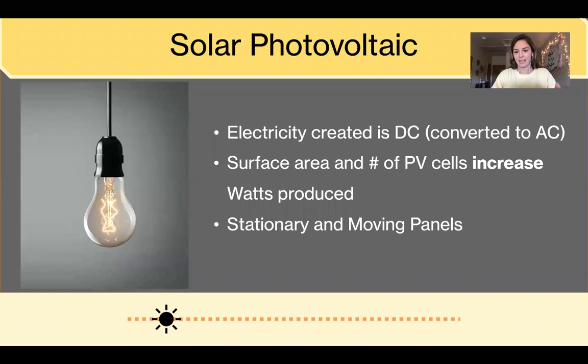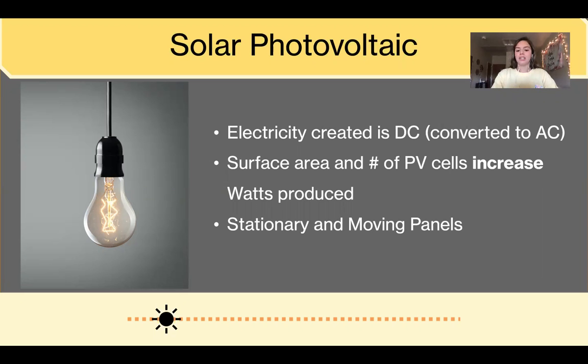It's not the AC that we use in all of our homes. DC has to be converted into AC because the majority of our appliances use AC. So the difference is that when you look at a DC, the graph looks like little boxes. AC, it looks like a sine wave. So the surface area and the number of PV cells, the more that you have, the more watts that you can produce, which makes sense.